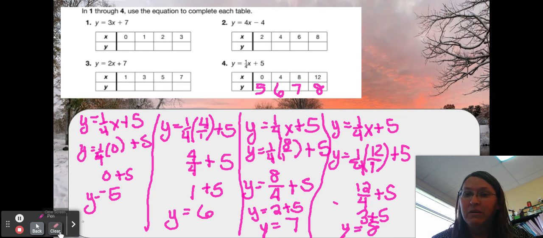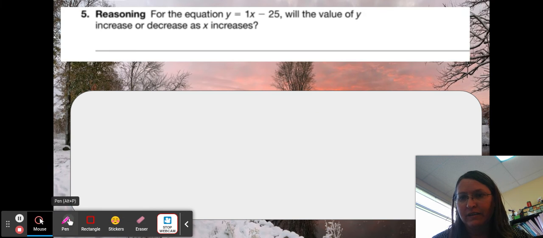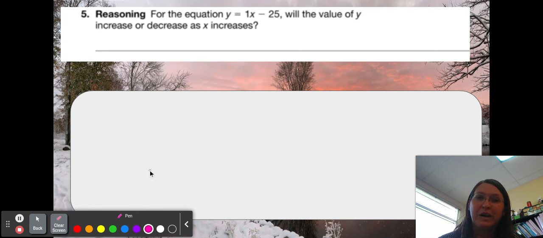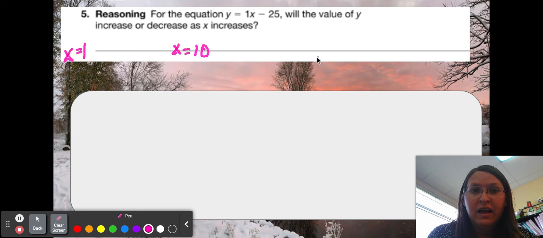That was a little trickier one, but we did a great job and we stuck through it. Now let's go to our next ones. Here's our next slide. For the equation y equals 1x minus 25, will the value of y increase or decrease as x increases? Well, I'm going to do a couple of different x's. I'm going to do x equals 1, x equals 10, and x equals 50.